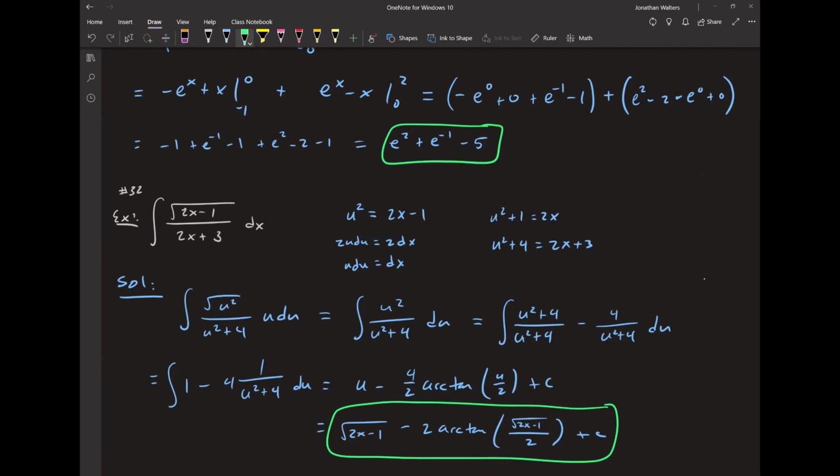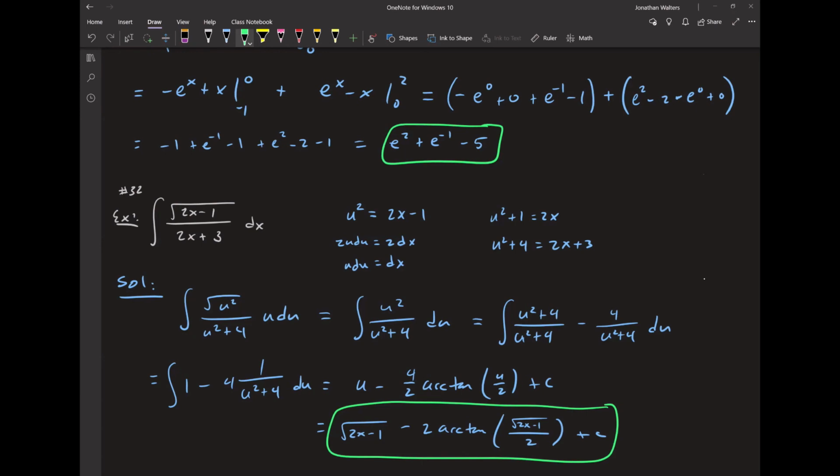I let u squared be equal to 2x minus 1. Not just u, but I let u squared equal 2x minus 1 because I wanted the radical to go away. So I picked u squared. And so on the left, I differentiated with respect to u. On the right, I differentiated with respect to x to get my differentials connected to each other. And then I just solved for dx. So I can substitute u du into the integral for dx. I also had to solve for 2x plus 3, and that turned out to be u squared plus 4.